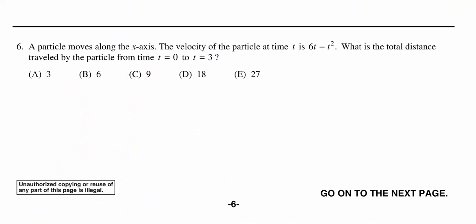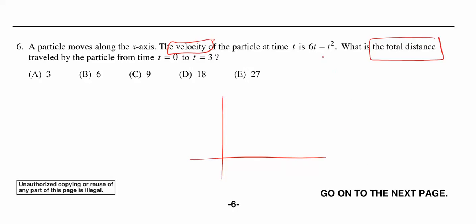Looking at 6, a particle moves along the x-axis. The velocity of the particle at time t is 6t minus t squared. What is the total distance? Not distance from start, but total distance traveled from 0 to 3. Let's take a look at what that graph looks like. It's going to have zeros at 0 and 6. And it's an upside down parabola.